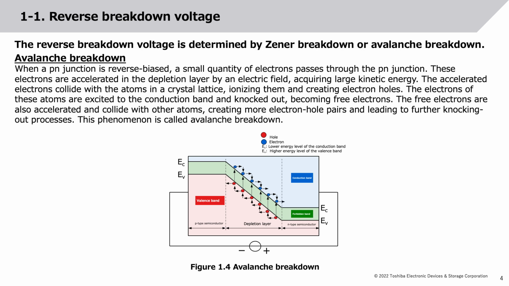The free electrons are also accelerated and collide with other atoms, creating more electron-hole pairs and leading to further knocking out processes. This phenomenon is called avalanche breakdown. Figure 1.4 illustrates avalanche breakdown.